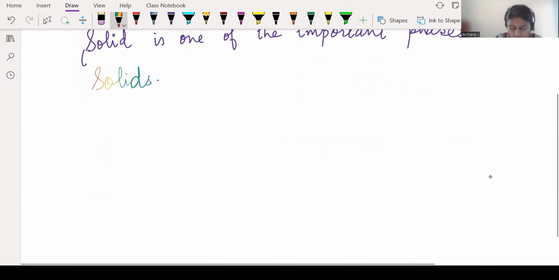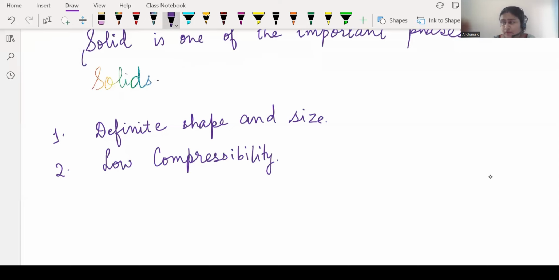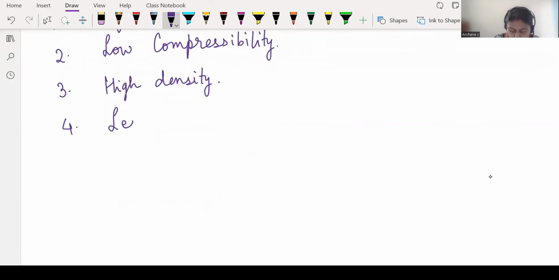Solids have an ability to have definite shape and size. Also, they have low compressibility. That means they cannot be easily compressed. And high density. High density we know by being any solid. They have less vapor pressure as compared to the other phases.